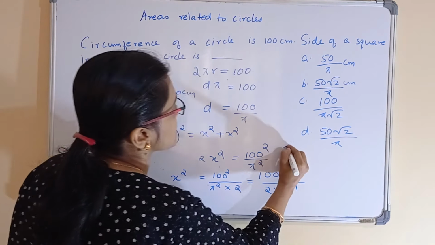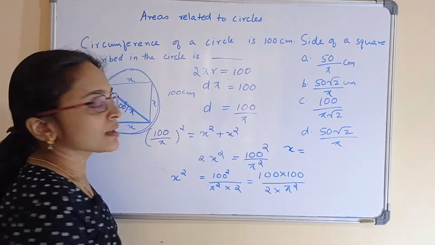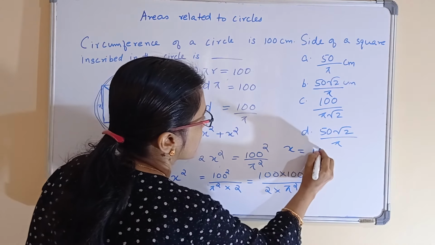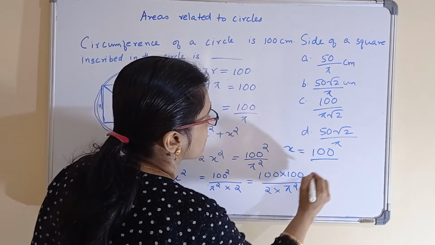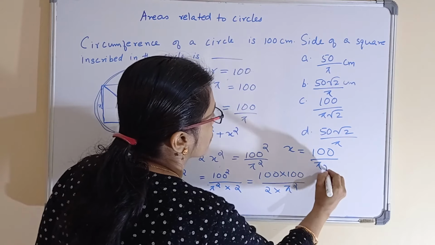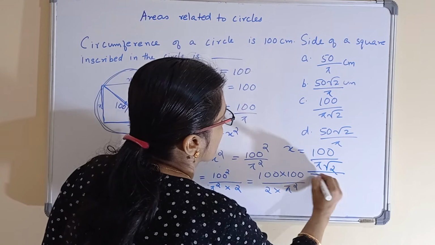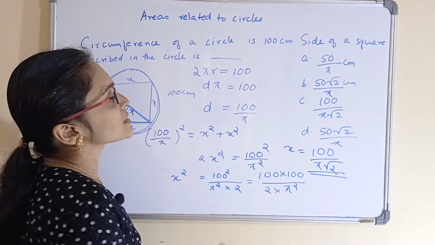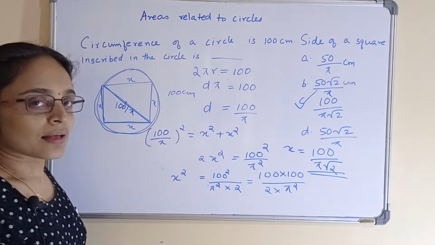So what is x? x is equal to the root of this. That is, we can take 100 by pi, and this root 2 will come here. So 100 by pi root 2 is the answer.